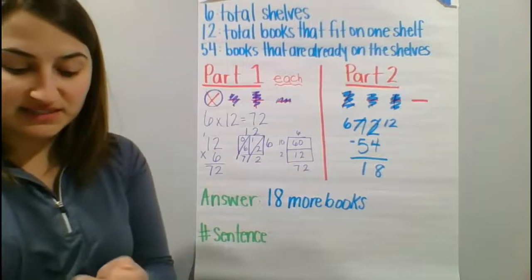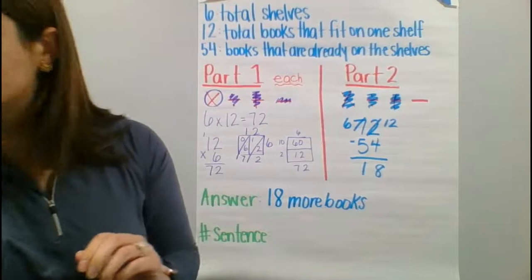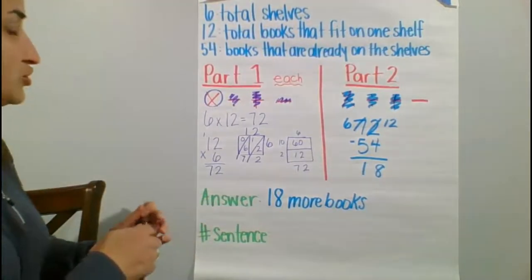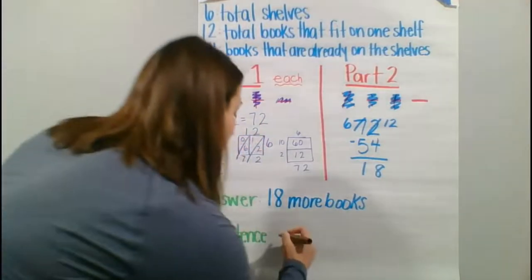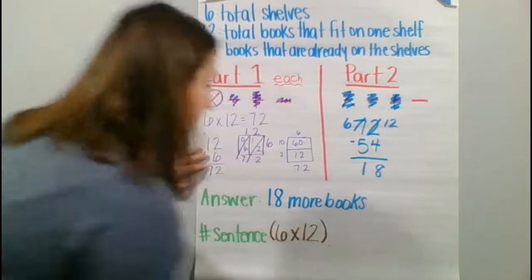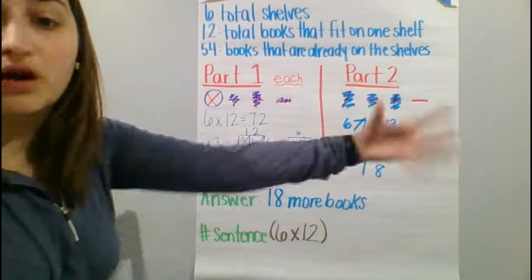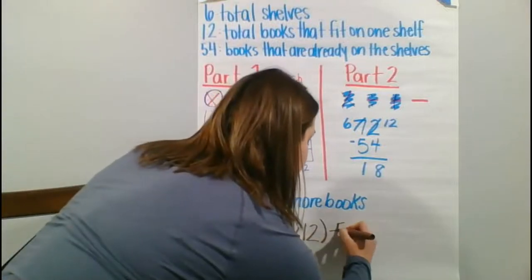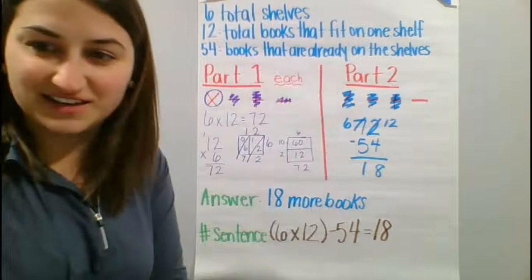And then our number sentence is going to use order of operations, because order of operations is super important as a 5th grader. We're going to do that first part first using parentheses, showing that we want to do 6 times 12 first. And then we're going to get 72 here. We know we take 54 from 72 because it is the larger number. And that's going to give us our total of 18 books.